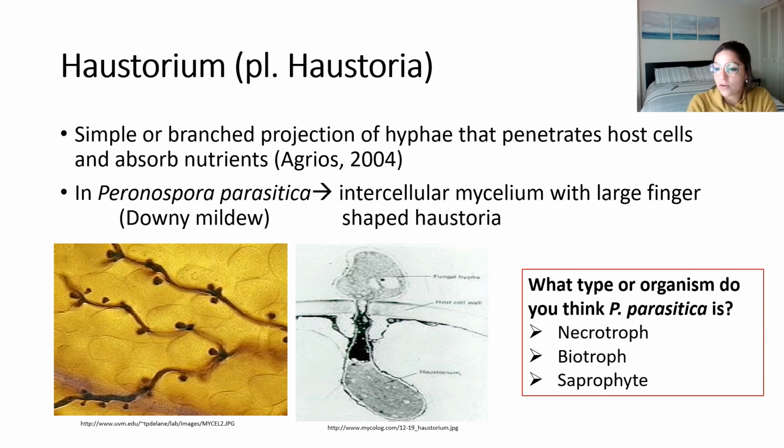But what type of organism do you think Peronospora parasitica is? In the previous slide, I already gave you a clue. So is it a necrotroph, a biotroph, or a saprophyte?